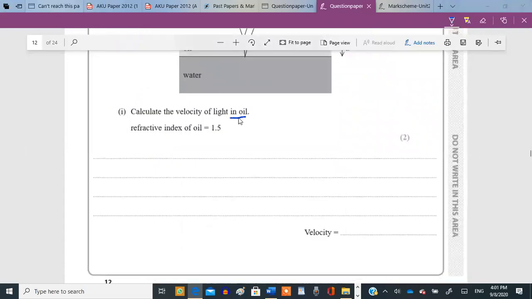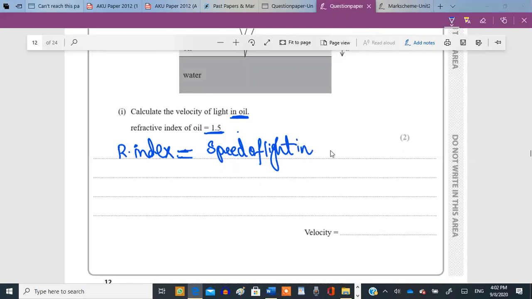Calculate the velocity of light in oil, if the refractive index of oil is given to you, it's 1.5. Okay, what's the formula for calculation of refractive index? There was one formula which we did in O levels: refractive index is equal to the speed of light in vacuum divided by the speed of light in the medium, if you remember it. This is one formula for refractive index which we did in O levels.